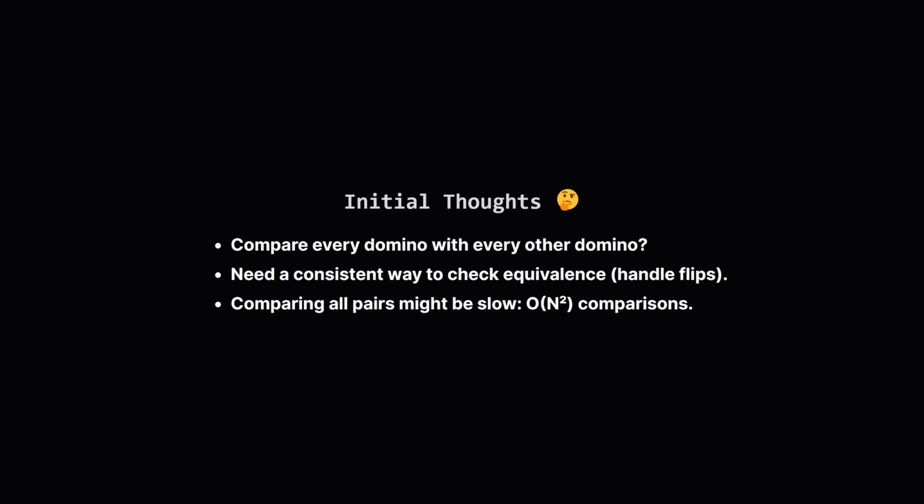The most straightforward way, maybe, is to just compare every single domino with every other domino that comes after it in the list. For each pair we compare, we'd need to check if they are equivalent, meaning, do they have the same numbers, possibly flipped? This seems like it would work, right? But if the list of dominoes is really long, comparing every single pair could take a lot of time. If there are n dominoes, we'd be doing something like n-squared comparisons. We should think if there's maybe a faster way.